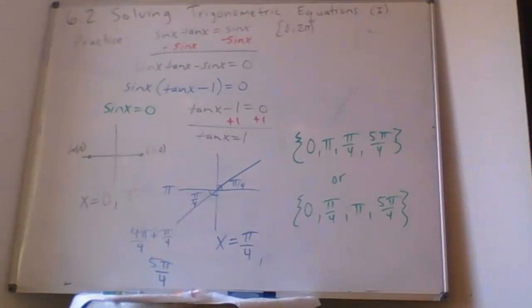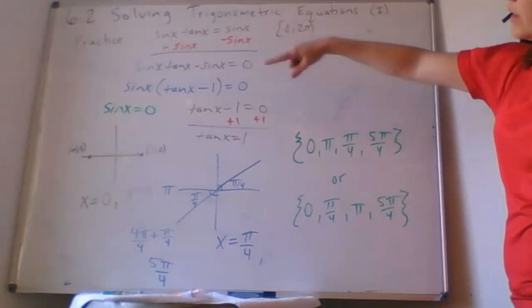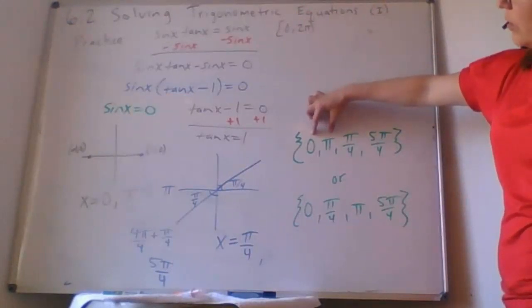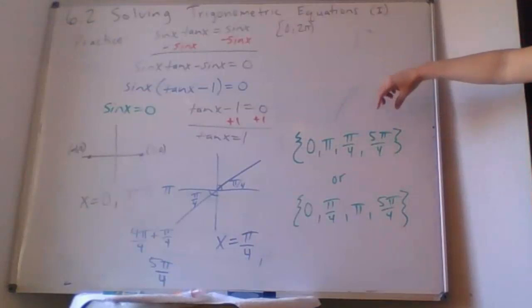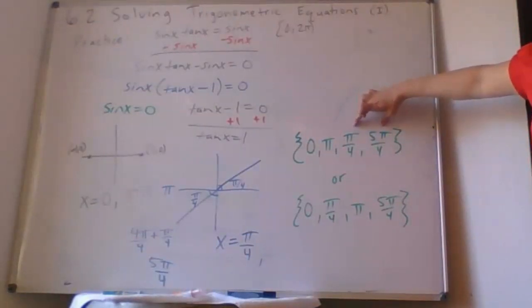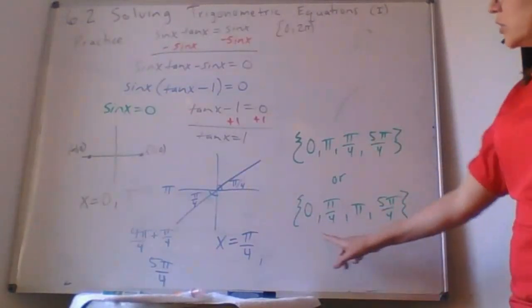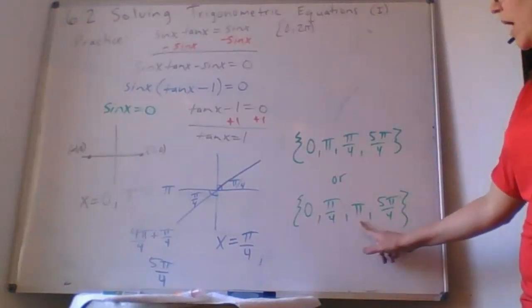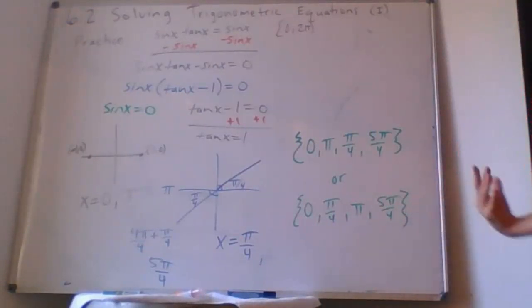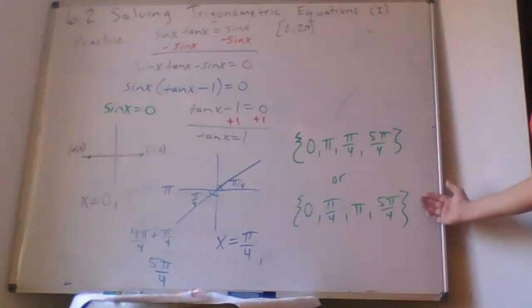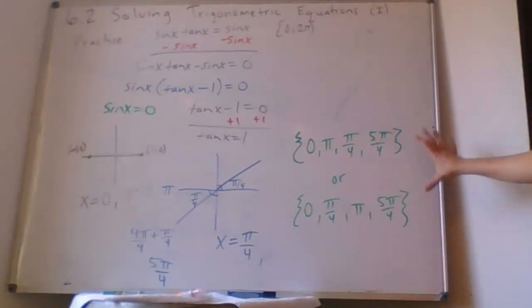So we end up getting 4 answers to our original equation. From the sine x equals 0, we got 0 and pi, and from our tangent x equals 1, we got pi over 4 and 5 pi over 4. Oftentimes, the solutions will be written in increasing order. So 0, pi over 4, pi, and 5 pi over 4 is also another way to write the solutions. But both of these answers are acceptable because these are not ordered pairs. They are just a list. So the order is not actually crucial.